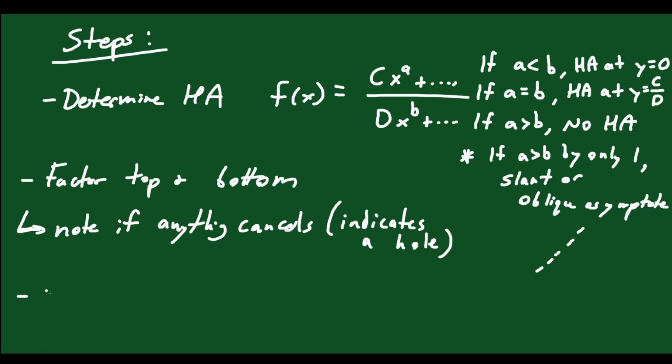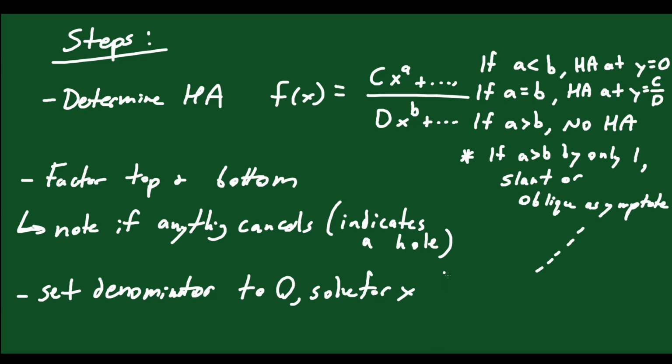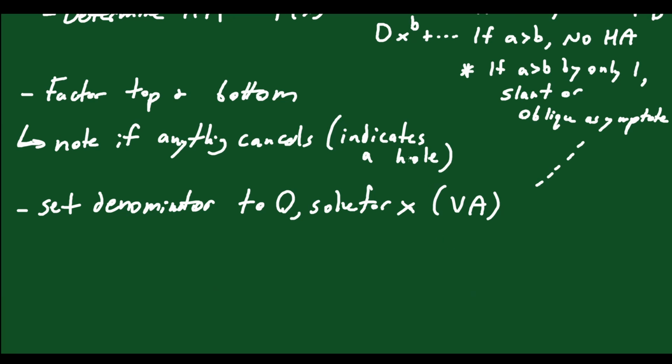And then the other thing you want to do is set the denominator, the bottom of your fraction, to 0 and solve for x. And what that's going to do is tell you where your vertical asymptotes are, right? So now you should have your vertical asymptote, your horizontal asymptote, any holes you might have, which isn't that common, but you might have some questions where there's a hole.